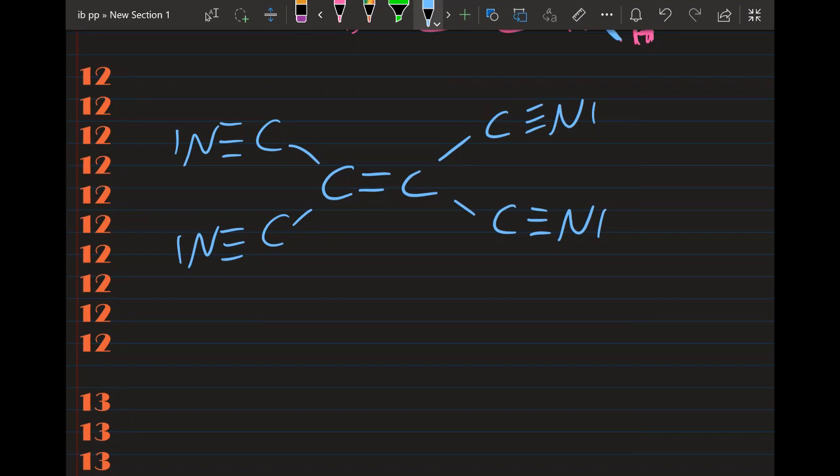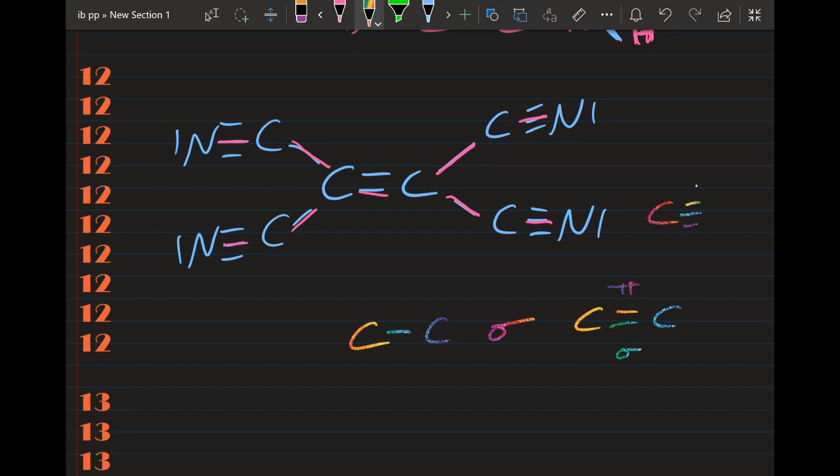So how many sigma and how many pi in the total molecule? Every bond has 1 sigma bond. 1, 2, 3, 4, 5, 6, 7, 8, 9. So there's 9 sigma bonds. A single bond is a sigma. A double bond is a sigma and a pi. And a triple bond is 2 pi's and a sigma. So how many pi's do we have? 1, 2, 3, 4, 5, 6, 7, 8, 9. So 9 and 9. So 12 is A.